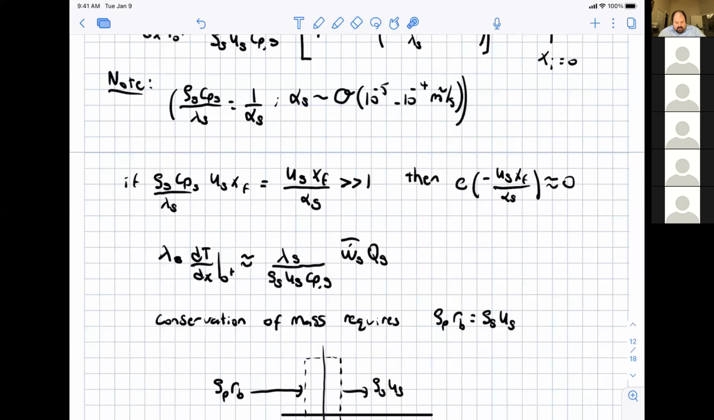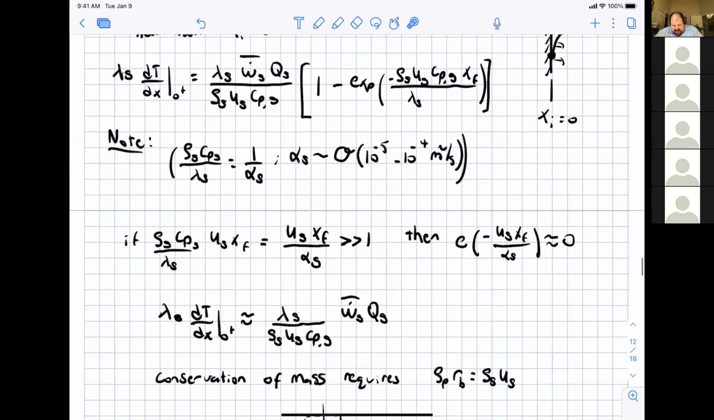Then we are taking U times X, which is nothing more than a representative flow time, and we are dividing it by thermal diffusivity. Since the thermal diffusivity is small, we can assume, it's kind of shaky, but we can assume that this quantity, U times X over the thermal diffusivity, is a pretty darn big number.